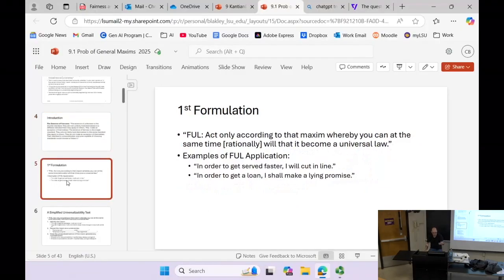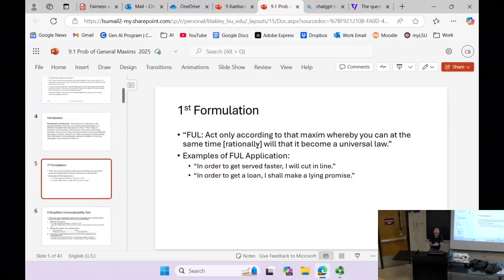So, a couple of different ways of thinking about what that first formulation means. Act only on the maxim whereby you can at the same time rationally will that it become a universal law. One of the things that's important here is Kant makes a distinction between our inclinations, which are basically our animal nature and our instincts, versus our rational will. They're putting that in parentheses there to emphasize the idea that it's not about just wanting something or desiring something, because desires are contingent and change between people. It has to be a matter of what's rationally willable in order to be universalizable.